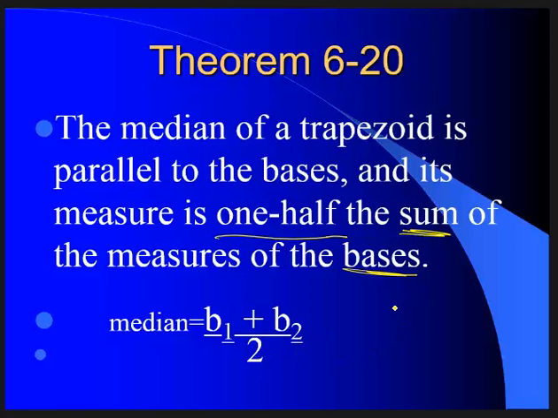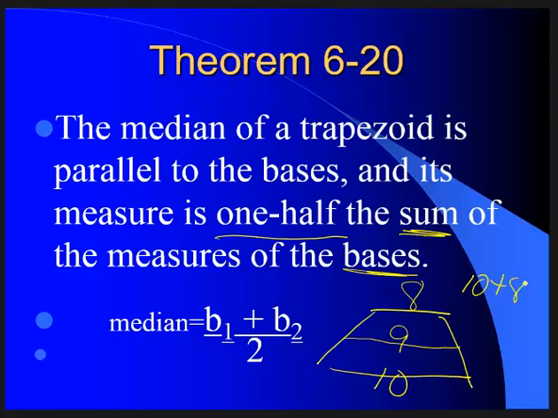So if I had something like this, I told you this was 8 and this one was 10. What is the median? Well, it's halfway in between the two. So you could just figure it out. Mental math is 9 because that's halfway in between, or you could follow the formula. 10 plus 8 divided by 2 is 18 divided by 2.